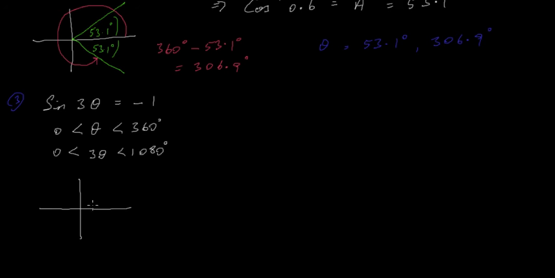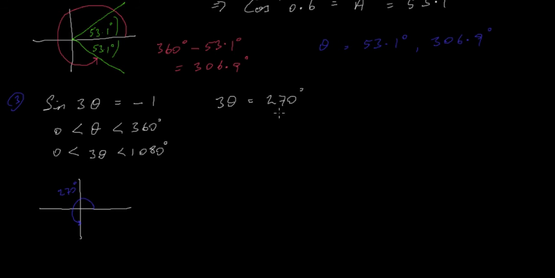So from here all the way around to here, 270 degrees, that has a sine of minus 1. So that's going to be our angle anyway, okay? So let's just write that down. So 3 theta then, we know is going to be 270 degrees anyway. And that is between 0 and 1080 degrees, so that's fine.